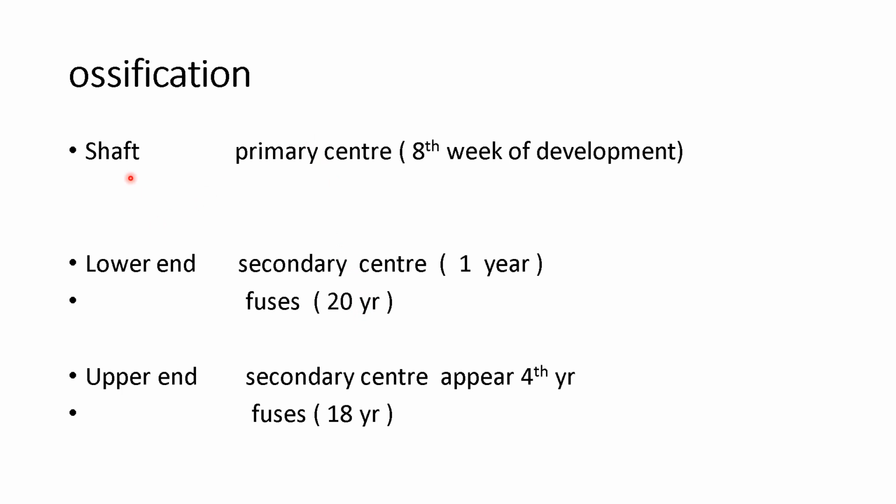The shaft of the radius bone ossifies from the primary center, which appears during the 8th week of development. The lower end ossifies from a secondary center, which appears in the first year and fuses in the 20th year. The upper end of the radius bone ossifies from a secondary center, which appears during the 4th year and fuses in the 18th year.